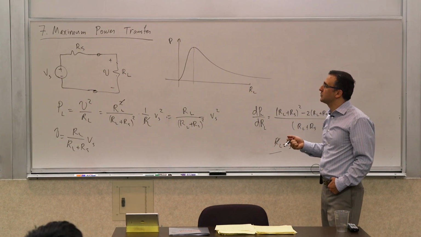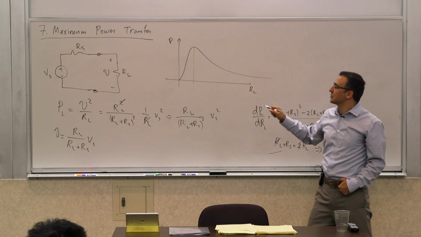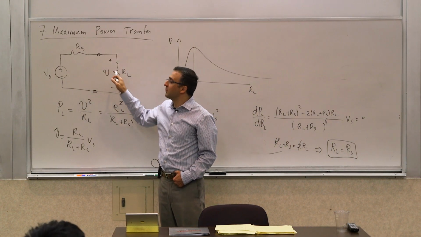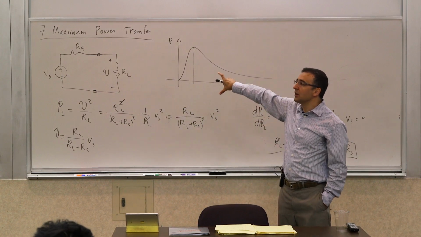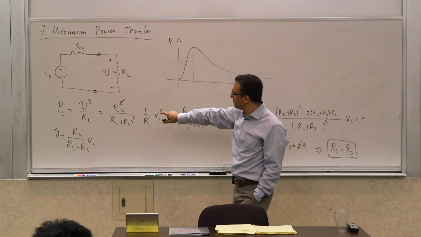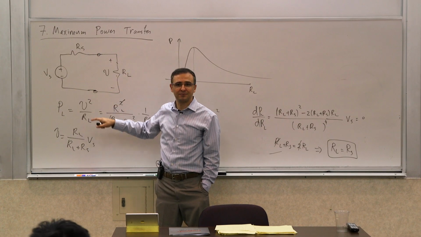You can do it numerically. You just pick 1 kilo ohm and 1 kilo ohm, and then pick 1 kilo ohm and 1 ohm, and 1 kilo ohm and 1 mega ohm. Sometimes people say, wait a second, but the larger I make RL, the larger that voltage is. So I should be able to make more power delivered.